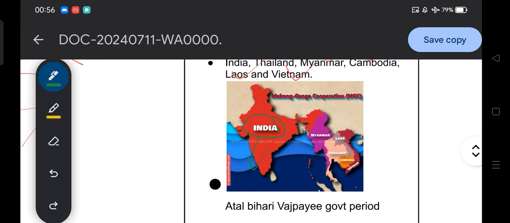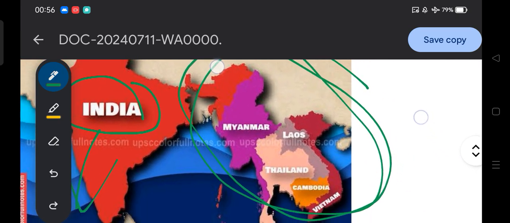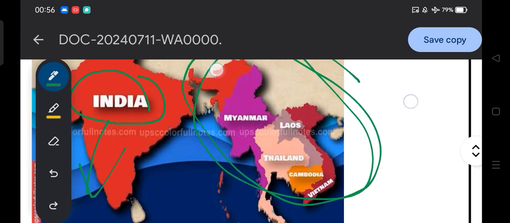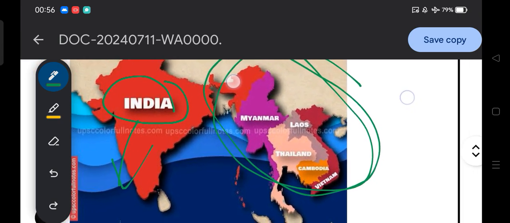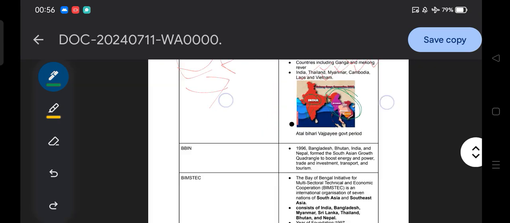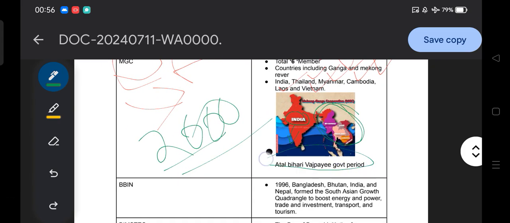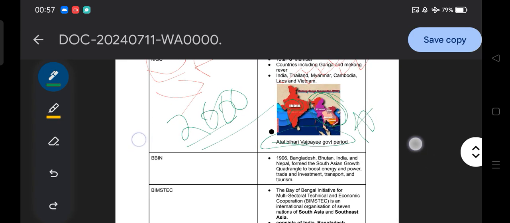The other 5 members are placed at the Mekong River. I can zoom in: Myanmar, Laos, Thailand, Cambodia, Vietnam, the other 5 members are part of the Mekong River. So total how many members? 6 members, and it was formed in 2000. Which government was there at the time? It was the Atal Bihari Vajpayee government during the time of Mekong Ganga Cooperation. Very good, you are so intelligent.